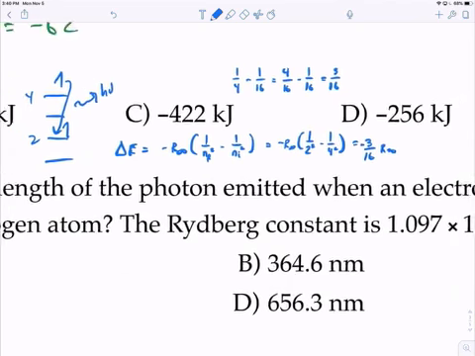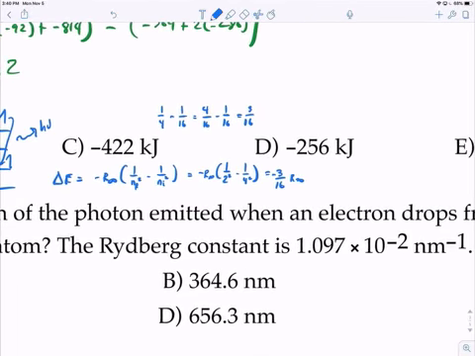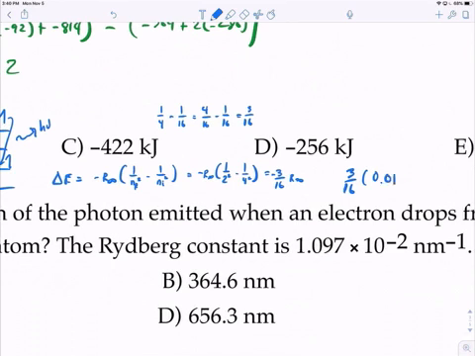Okay. So this is the easy way to do it. You do 3/16 times the Rydberg constant, which is 10 to the minus 2, 0.01097. That's the same thing as 1.097 times 10 to the minus 2.